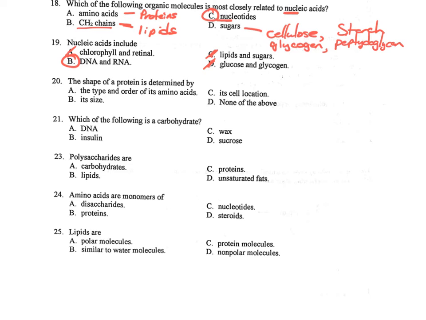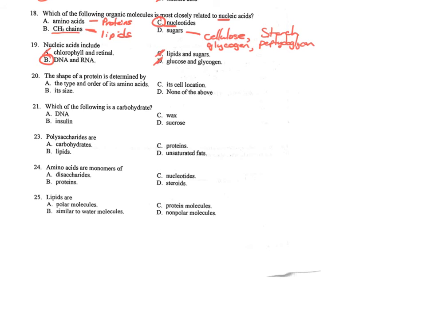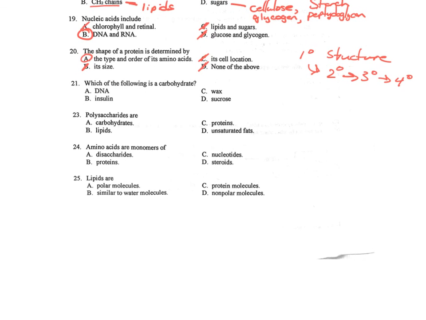The shape of a protein is determined by the order of the amino acids. That's right. You got it. Excellent. That's called the primary structure, and that led to the secondary structure, the tertiary structure and finally the quaternary structure. The key is that the order of the amino acids and the side chains determine how they fold, and that folding determines the shape. Its size, its location in the cell, and none of the above are all wrong, although you could argue those points. The best answer is the type and order of amino acids.